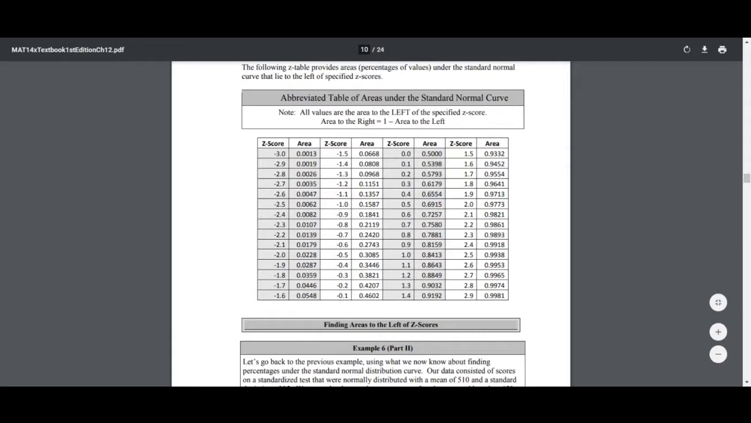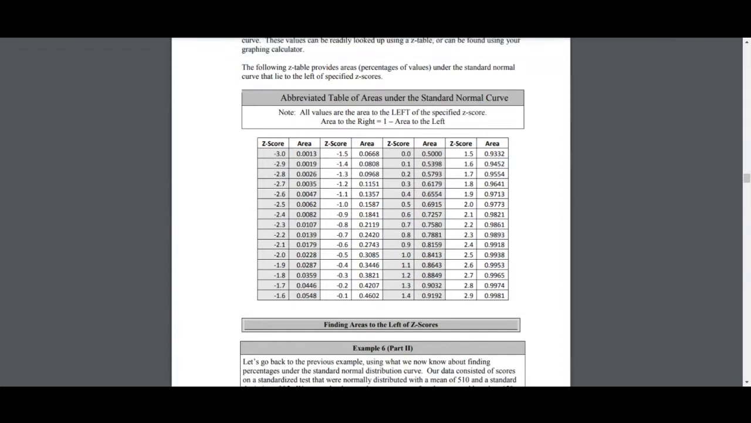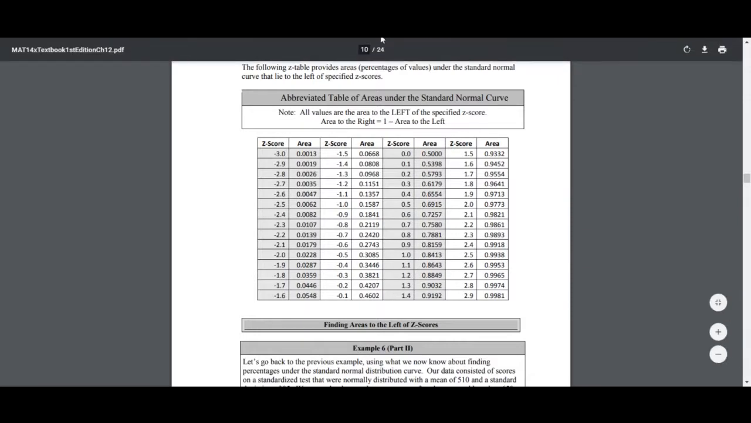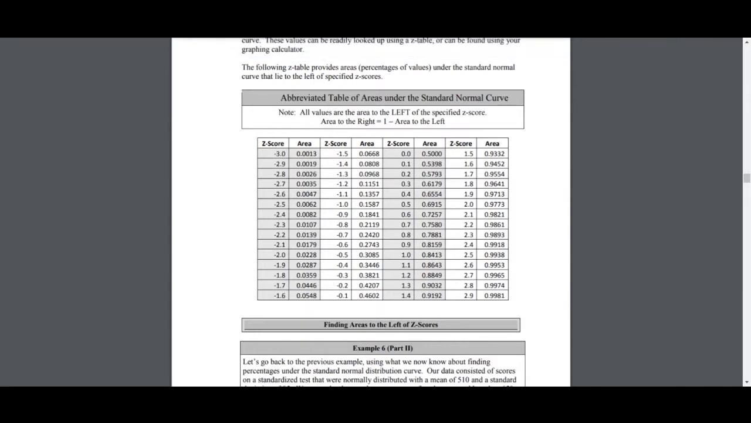And at 0, kind of like what I hinted at before, the area is 0.5, because again, the total area is 1. You can also see here how as the z-score gets bigger, the area is getting closer and closer to 1. We said the area under the graph is 1. But this is the table that we can use to help us.